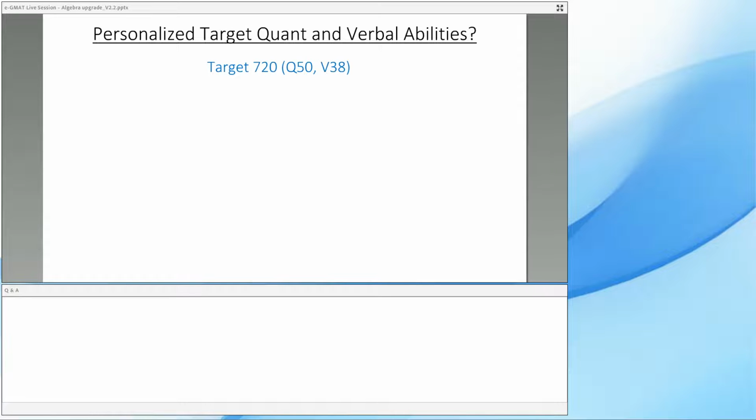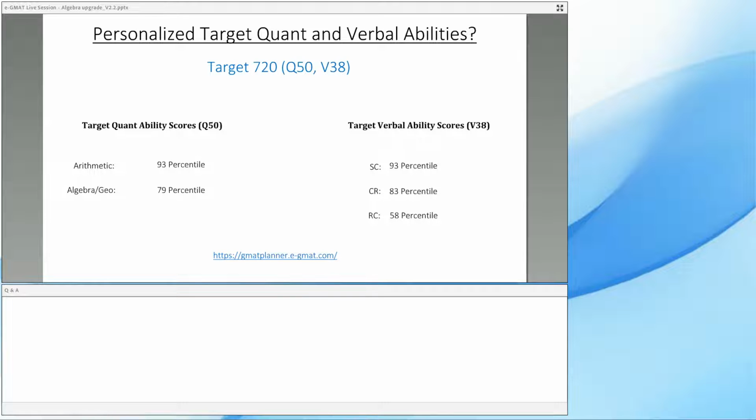Now that you've chosen that you're going to aim for a Q50 and a V38, we then tell you how you would get to a Q50 and how you would get to a V38. We've built tools that give you various options that lead you to a Q50 and a V38, and we make you choose these options. We also tell you the principles that you need to keep in mind to make these choices. For example, this particular student is stronger in arithmetic and hence is aiming for a higher score in arithmetic, and correspondingly feels much more strongly about sentence correction than he or she feels about reading comprehension.